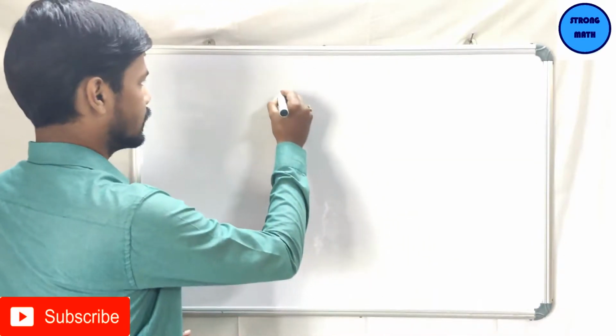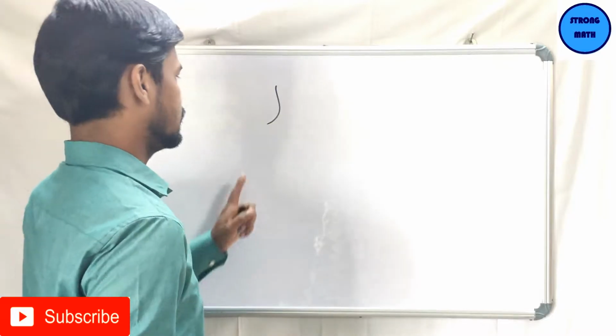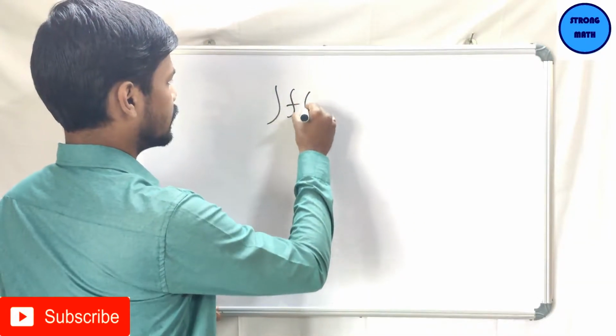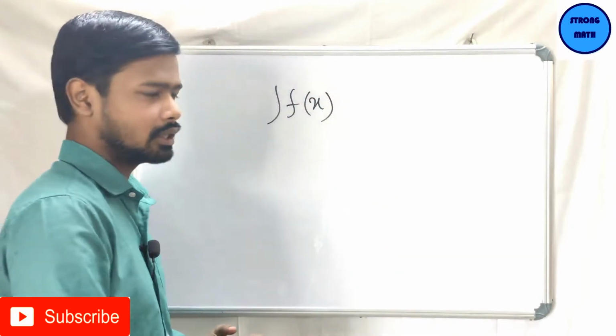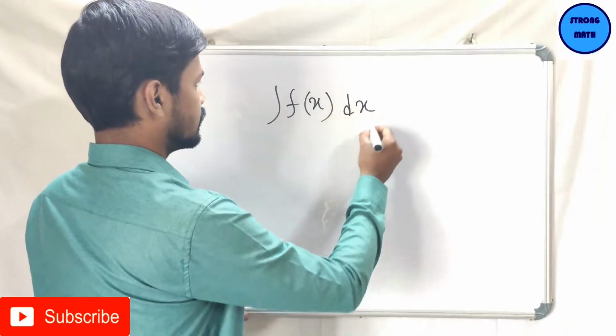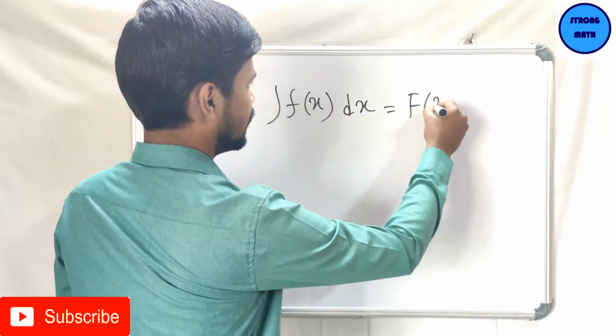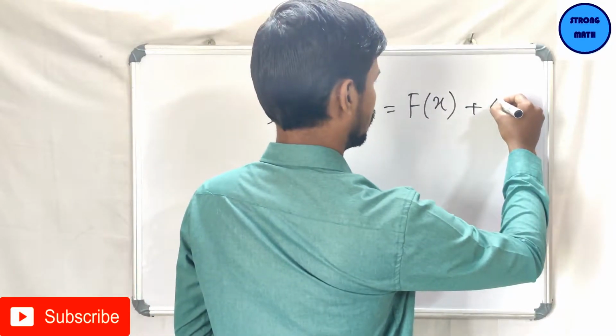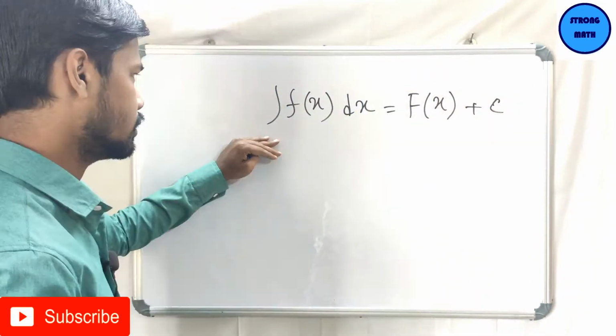What is integration? Integration is the reverse process of derivative. You may often say that integration is called antiderivatives. Integration is denoted as a special symbol. This snake-like symbol is the symbol of integration. Integration of any function f(x) dx is equal to, suppose, another function F(x) plus c, some constant which is known as integrating constant.